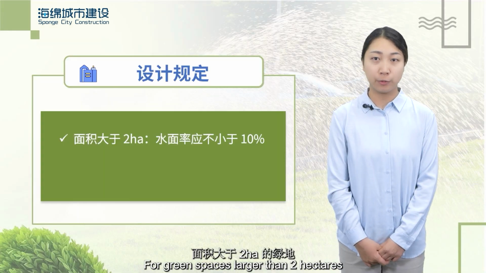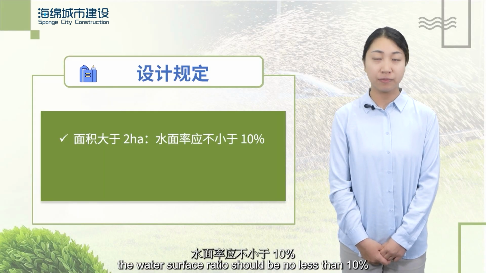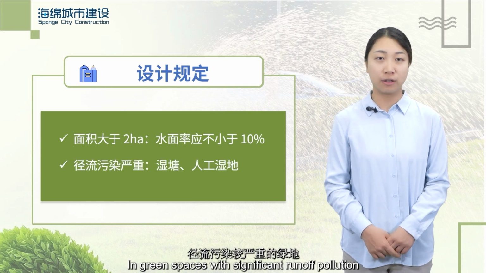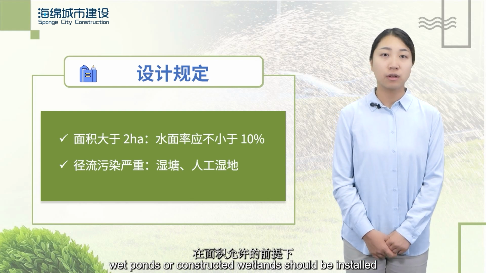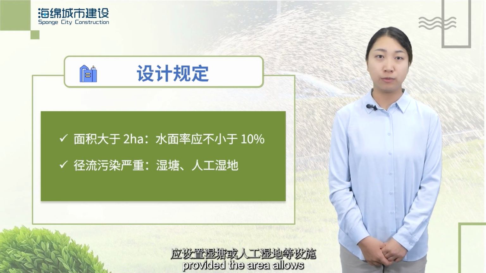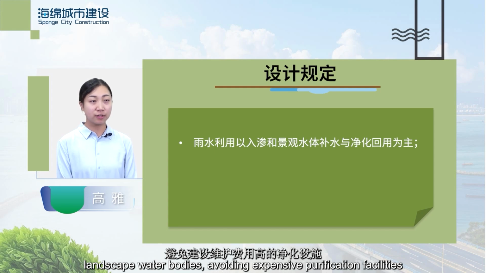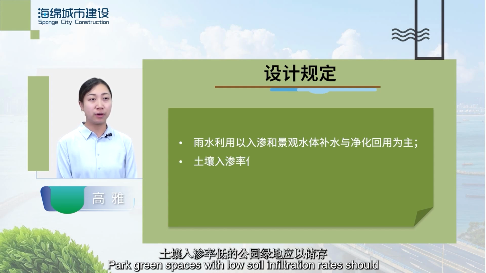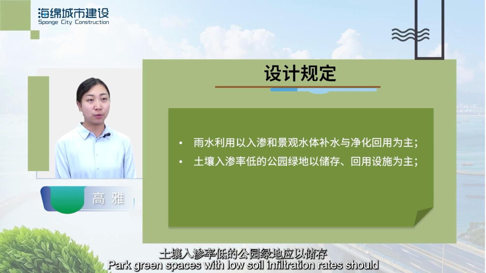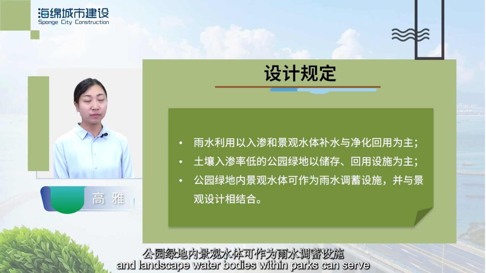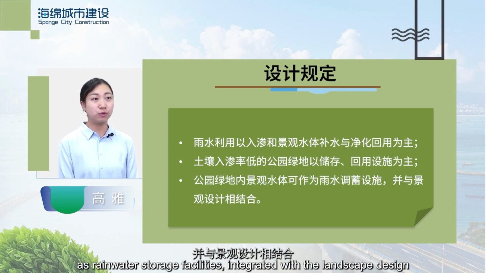For green spaces larger than 2 hectares, the water surface ratio should be no less than 10%. In green spaces with significant runoff pollution, wet ponds or constructed wetlands should be installed, provided the area allows. Rainwater utilization should focus on infiltration and supplementing landscape water bodies, avoiding expensive purification facilities. Park green spaces with low soil infiltration rates should prioritize storage and reuse facilities, and landscape water bodies within parks can serve as rainwater storage facilities integrated with the landscape design.